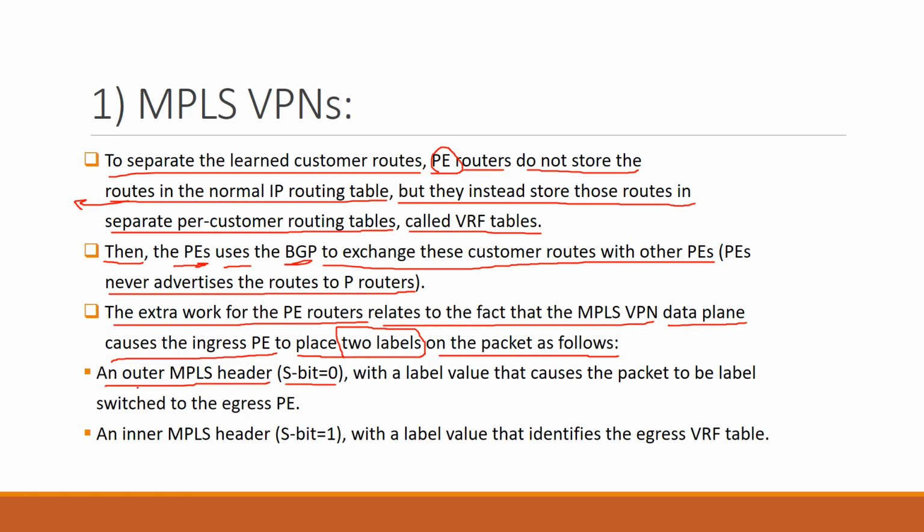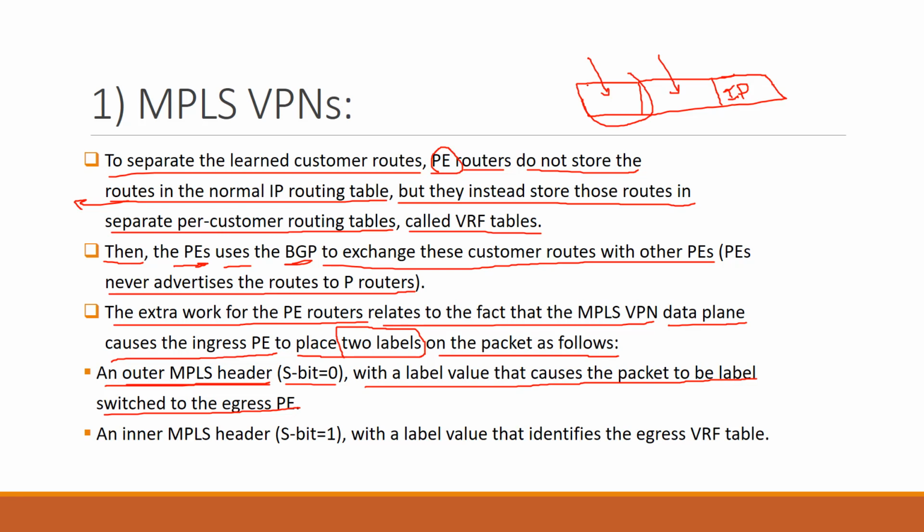So the MPLS VPN data plane uses an outer MPLS label or header with a label value that causes the packet to be label switched to the egress PE. So if we consider that we have an IP packet, MPLS adds two labels. We call this the outer label and we call this the inner label.